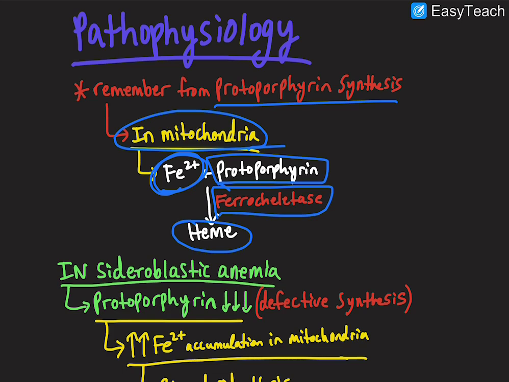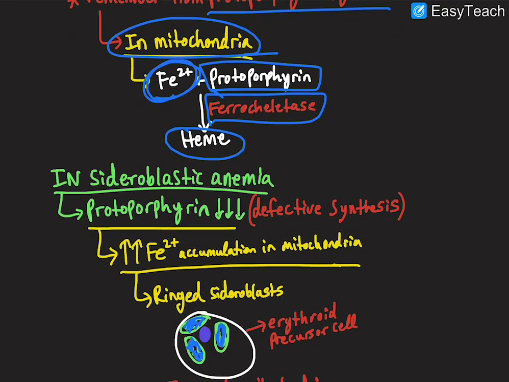So in sideroblastic anemia, what's the problem? The problem is that you don't produce protoporphyrin. Something is wrong in that pathway, so you don't synthesize protoporphyrin. What happens is iron keeps on moving into the mitochondria, but there's no protoporphyrin for iron to combine with.